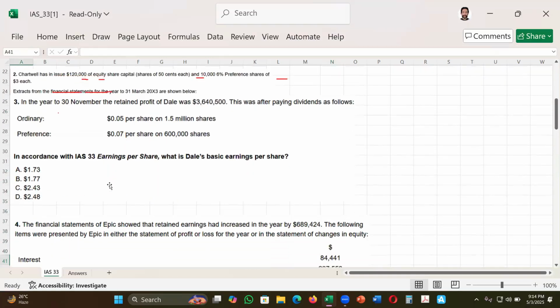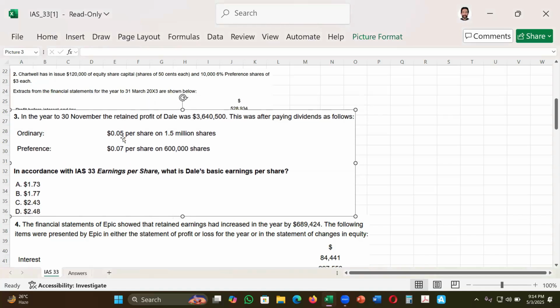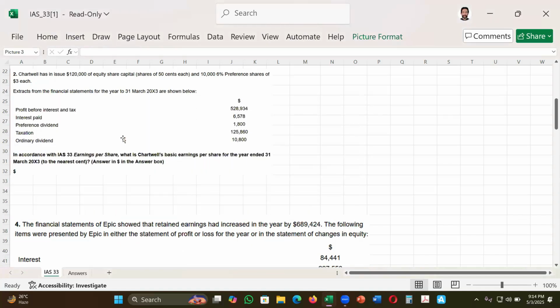So we're going to clear all the drawings here and then move on. Okay, so the second question that we have here is... I'm just clearing the space before I do the next one.